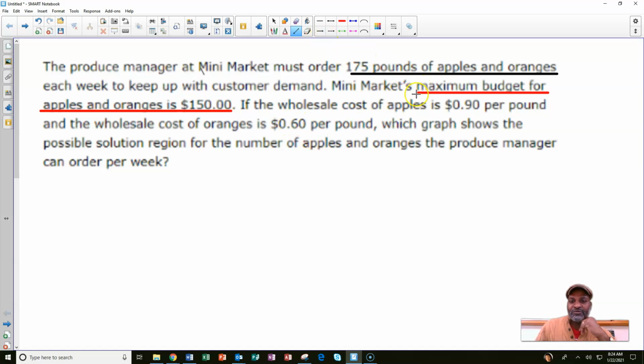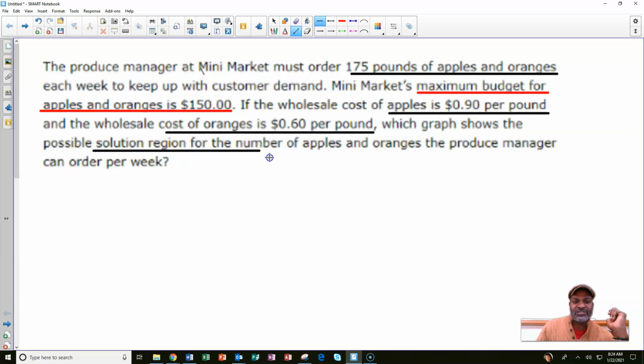Now, the wholesale cost of apples is 90 cents per pound, and the wholesale cost of oranges is 60 cents per pound. Which graph shows the possible solution region for the number of apples and oranges? We're looking for a solution region for the numbers of apples and oranges the produce manager can order per week. I really should have made that line green, because that's what we're looking for.